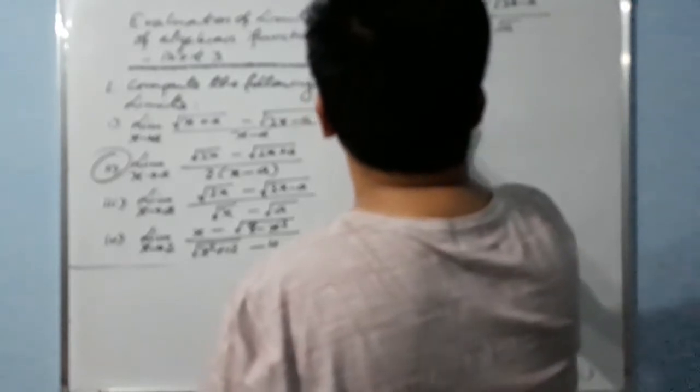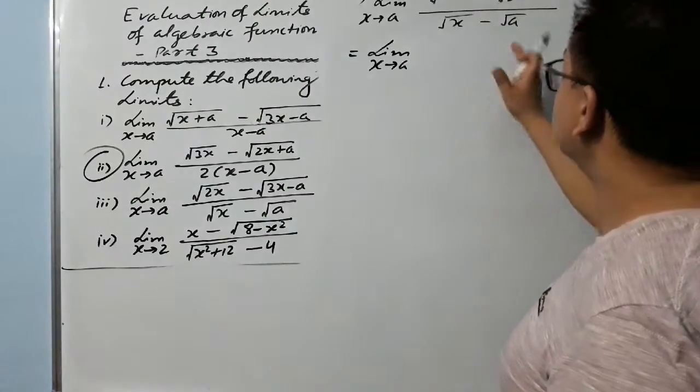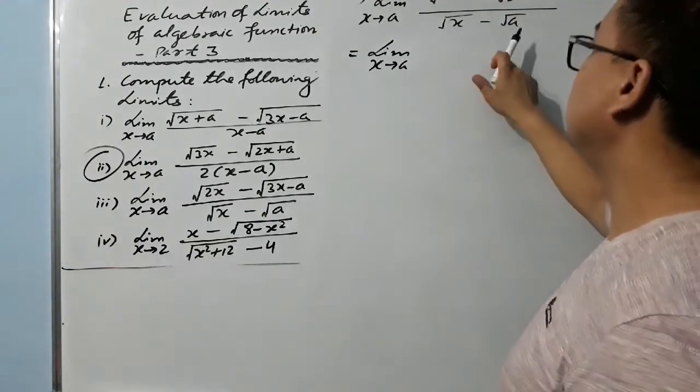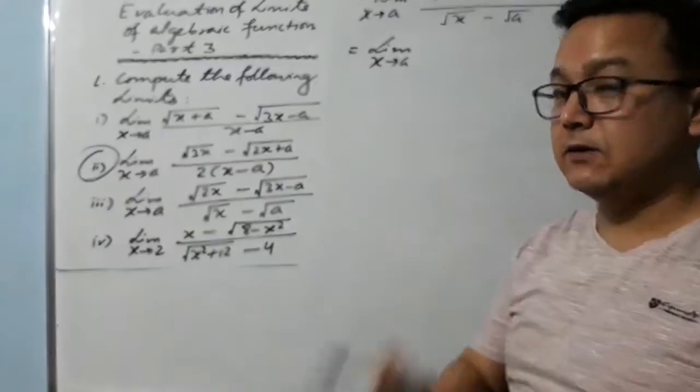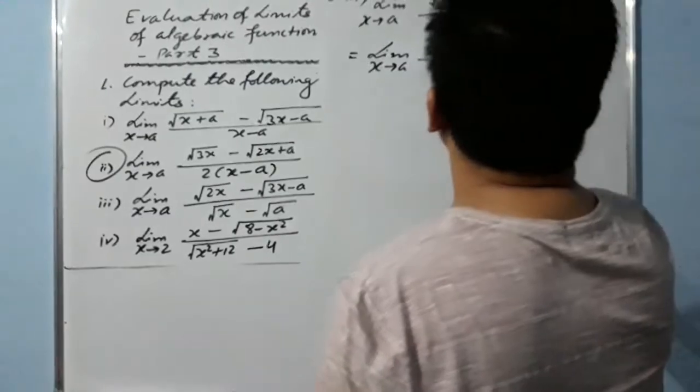Rationalize means you need to multiply up and down by the conjugate of the numerator as well as by the conjugate of the denominator. The conjugate of the numerator is root 2x plus root 3x minus a. The conjugate of the denominator is root x plus root a. Okay, here we go. Multiplication work.